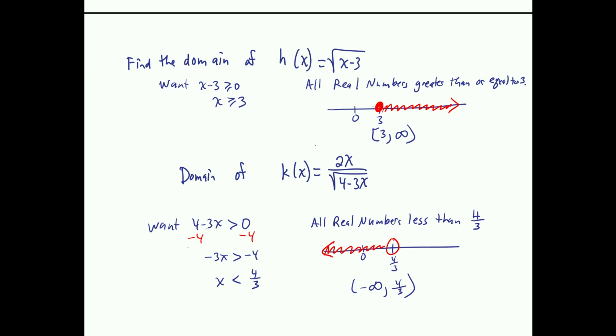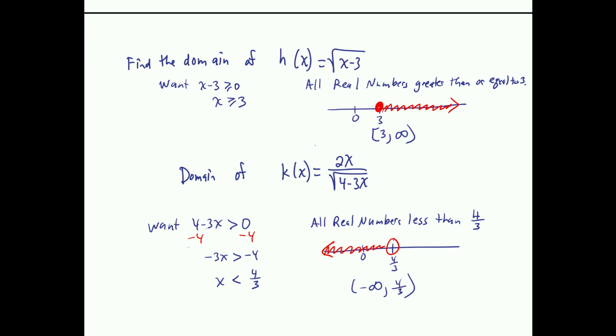You also want to make sure that it is in the proper order. So if you put 4/3, comma negative infinity, that's not correct. You want the negative infinity to the left and then the 4/3 to the right. Pay attention on homework, how they want the answer. Now, so far, any of the other situations are going to be all real numbers.